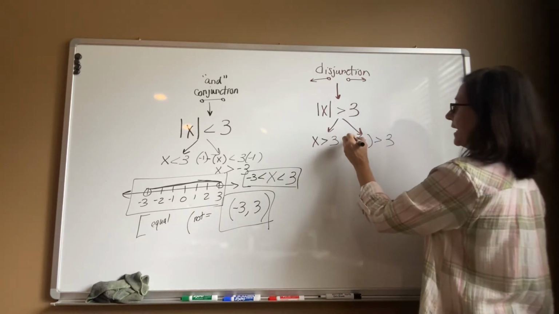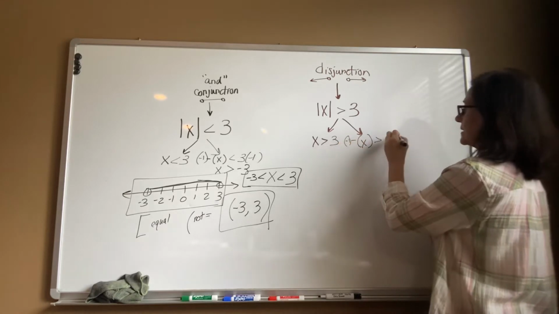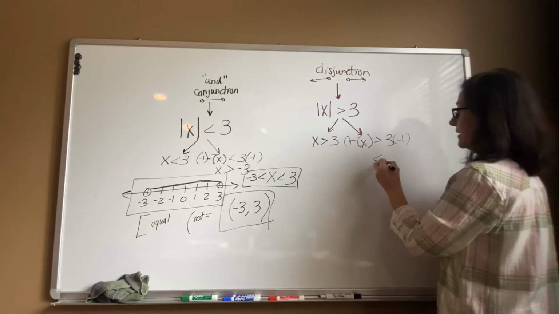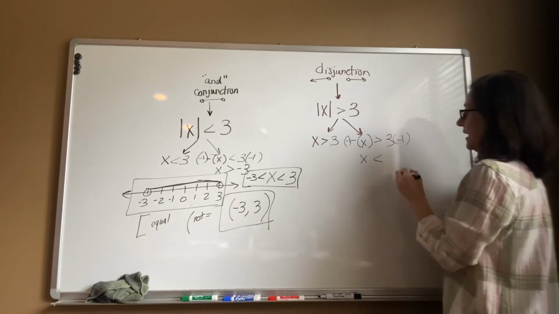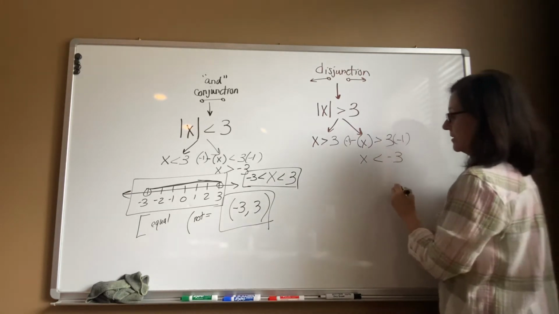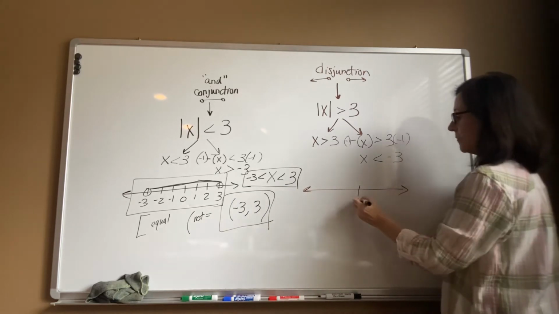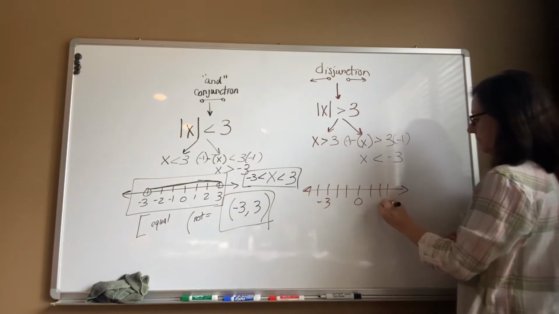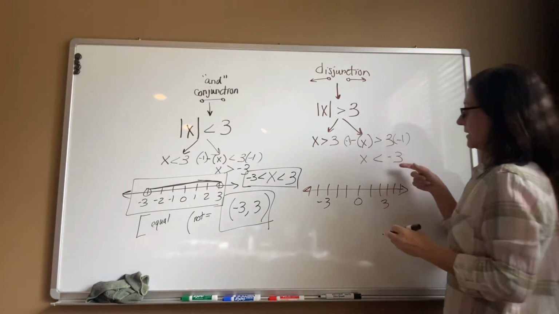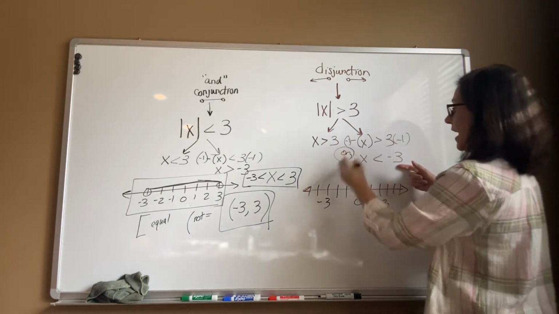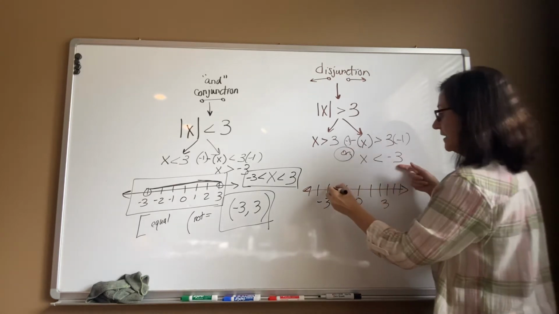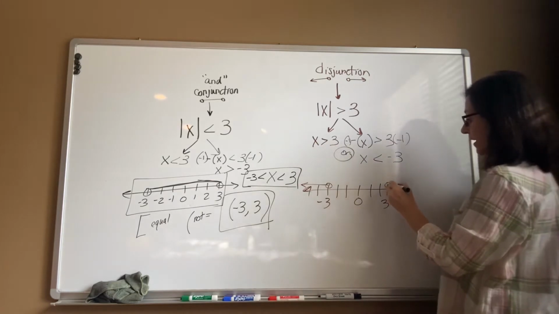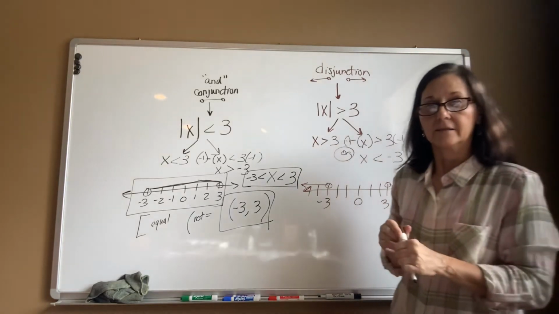On the right-hand equation, when I multiply both sides by -1, reminded myself when I multiply by -1, the sign changes, and X is going to be less than negative 3. So what does that look like on a number line? All right, it looks like an OR, right? X is less than negative 3. That goes to the left. X greater than 3 goes to the right.